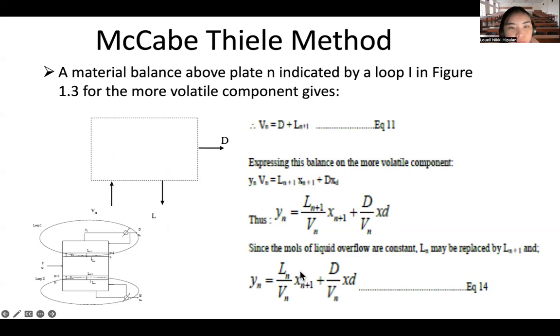And then, since we assumed constant molar overflow, or constant moles of liquid overflow, you can replace LN plus 1 with LN. So this is your final equation. Please take note of this equation.